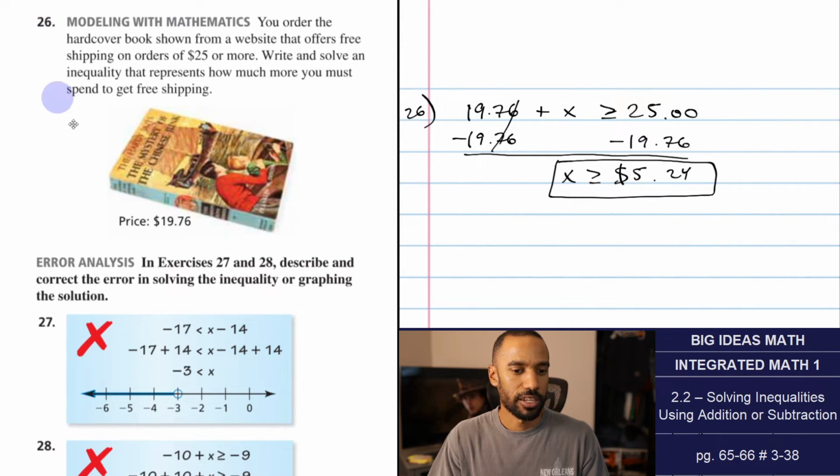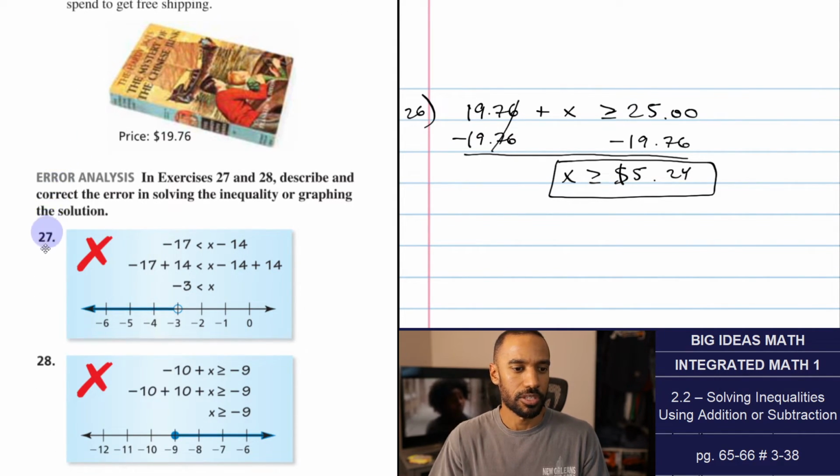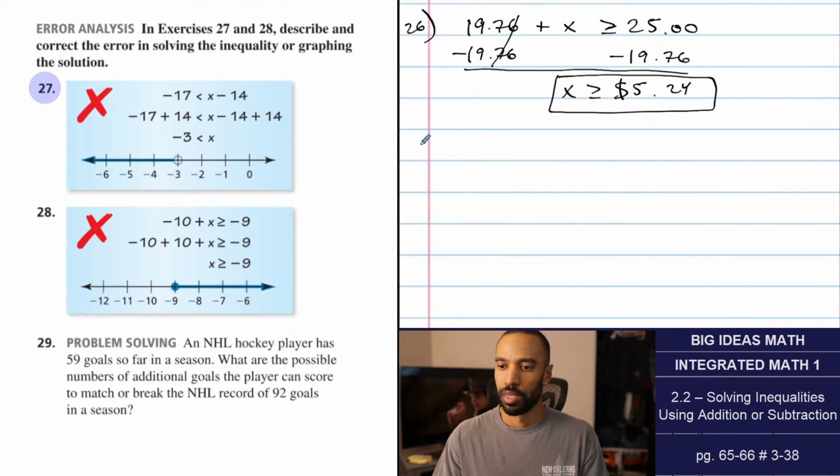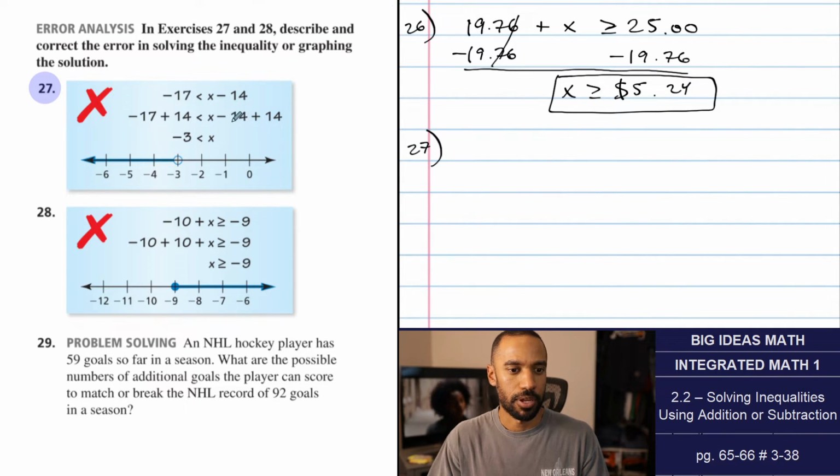All right, numbers 27 and 28: describe and correct the error in solving the inequality or graphing the solution. So on number 27, they have this set up here. They add 14 to both sides. That's what you're writing there. That's why those go away. Negative 17 plus 14 is negative 3, so there's your answer.